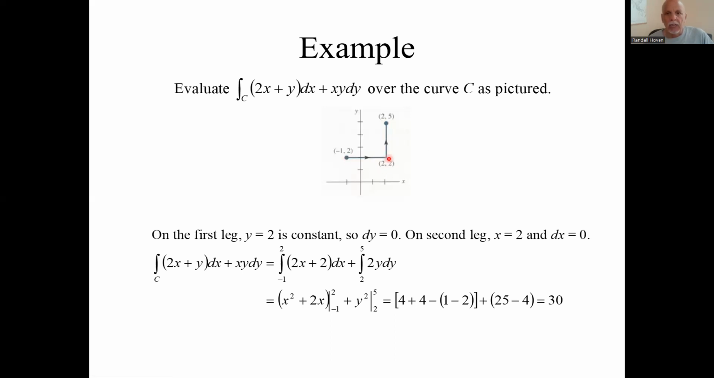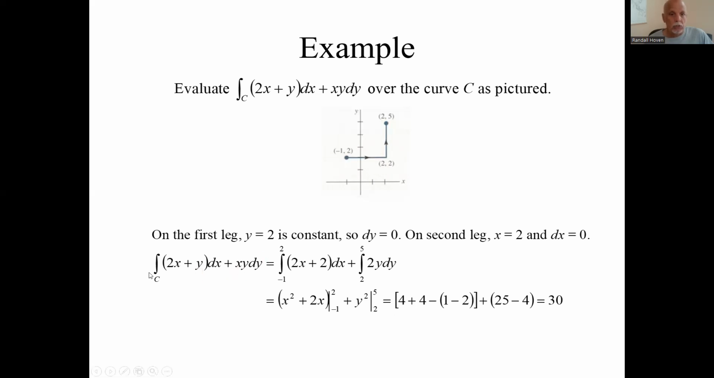For this first leg, y is always 2, which means it's a constant, which means dy equals 0. And on this leg, x is a constant, meaning dx equals 0. So look at the integral here. Here was the problem given to us. On the first leg, dy was 0. So this whole thing goes away, and y was just 2.